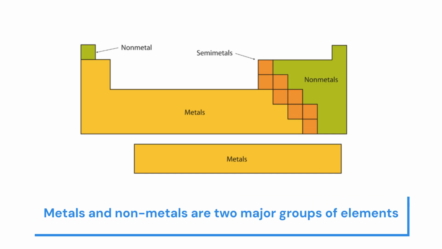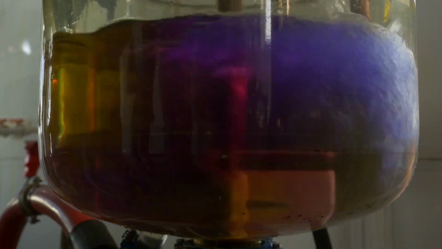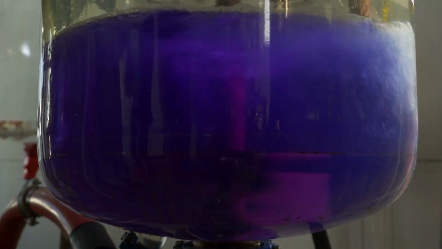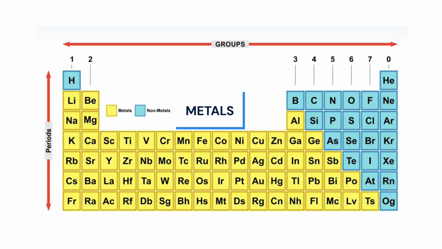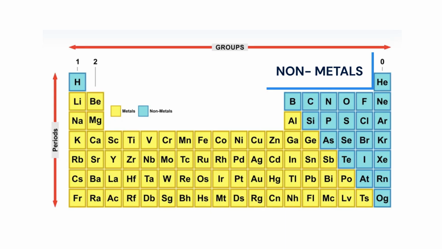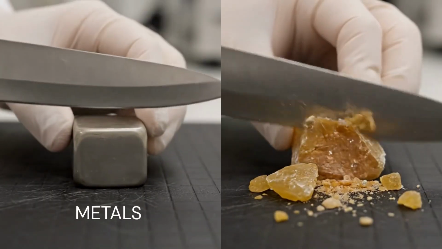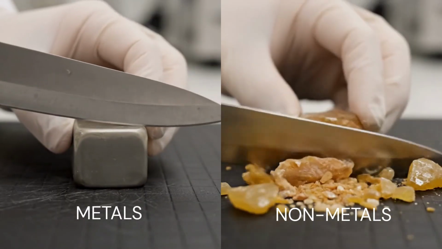Metals and nonmetals are two major groups of elements that you will often come across in your study of chemistry, and understanding their properties helps us see why they behave so differently in nature and in our daily lives. Metals are generally found on the left and center of the periodic table, and thus they usually lose electrons to form positive ions, while nonmetals are placed on the right side and usually gain or share electrons to form negative ions or covalent bonds. Because of this difference, metals and nonmetals show very different physical and chemical properties.